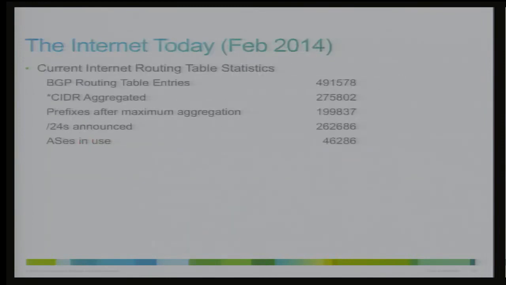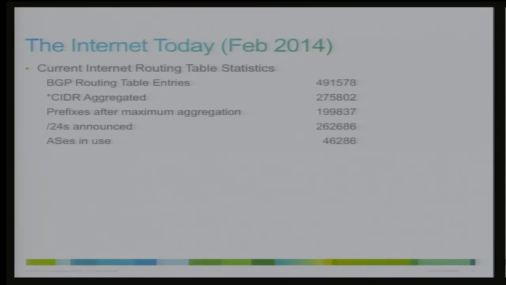So this is today's internet table. It has reached close to 500,000 prefixes. If we aggregate it based on the CIDR block, based on the RIR assignments, you will reduce it by almost half. If you do maximal aggregation based on the origin AS, you can reduce it even further, down to 200,000, a reduction of close to 60%.